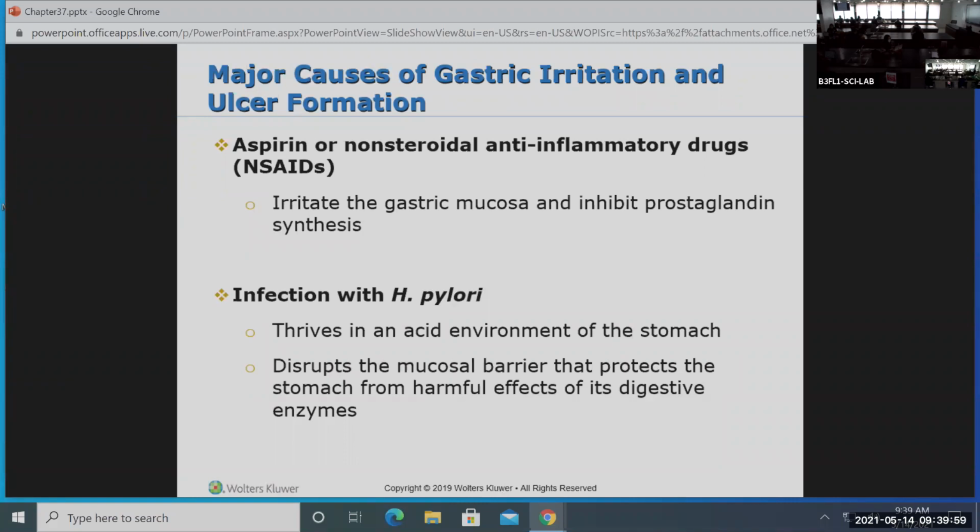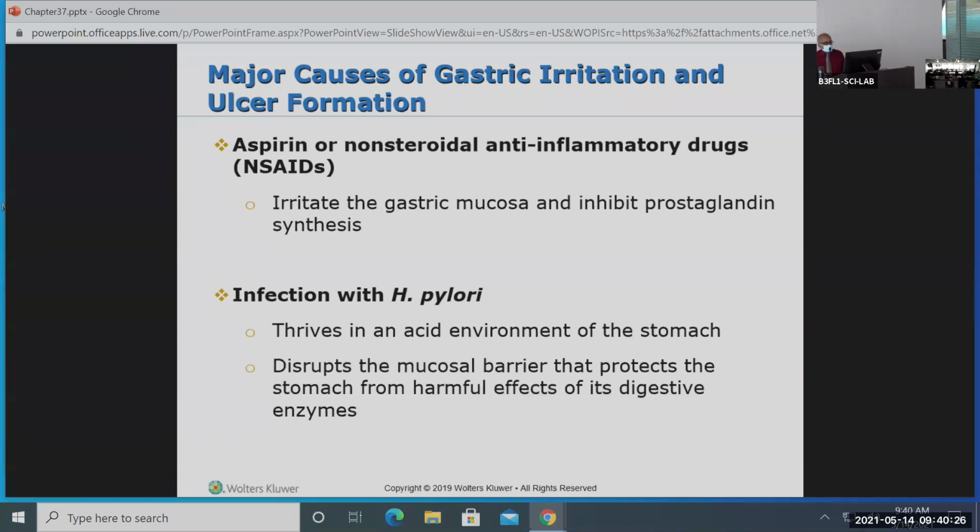The most important cause of gastric irritation and ulcer formation is H. pylori, infection by Helicobacter. We call it H. pylori, Helicobacter pylori. It's a bacteria which causes gastric ulcer. Please remember.